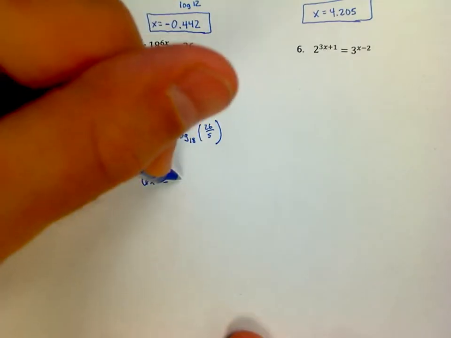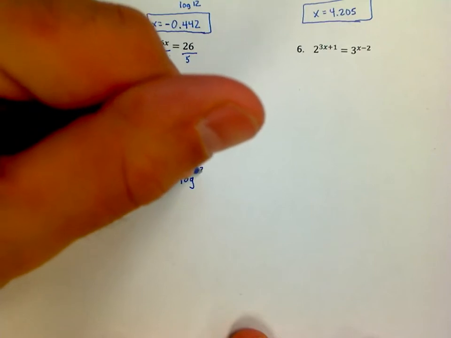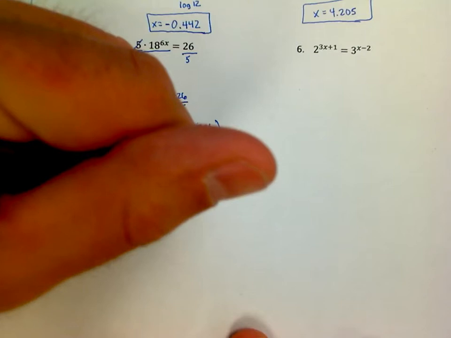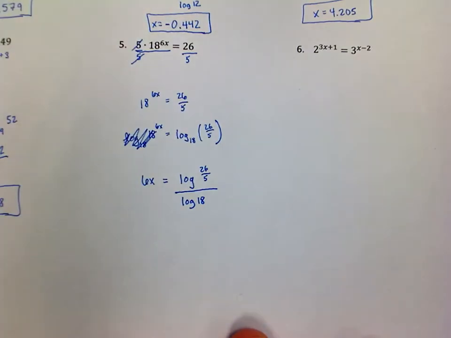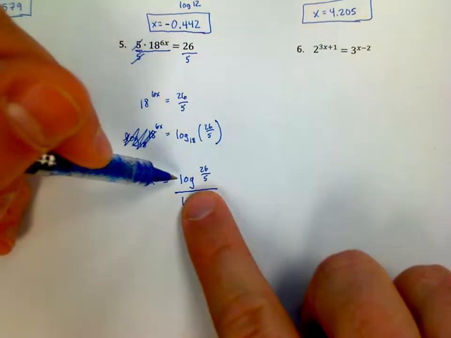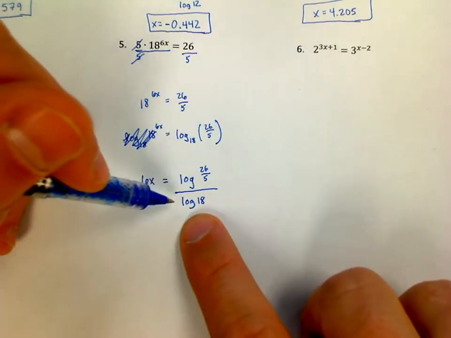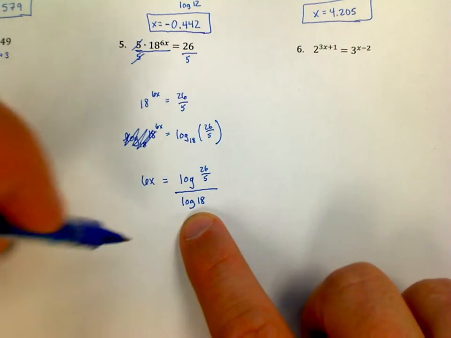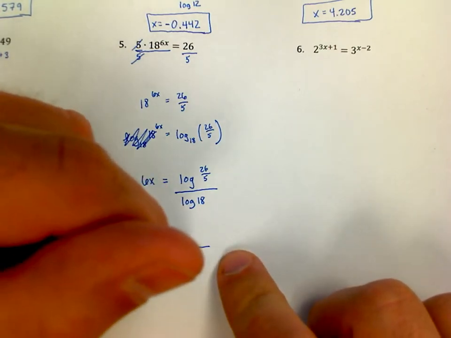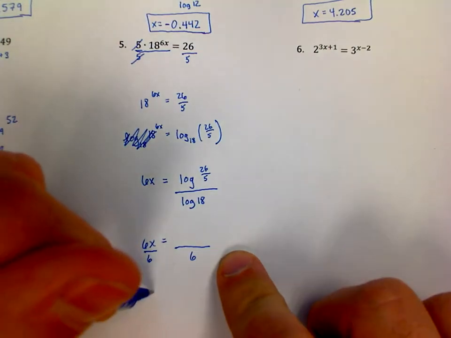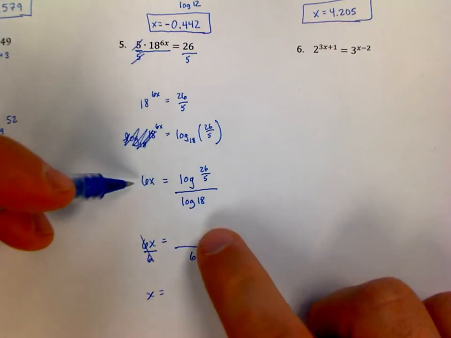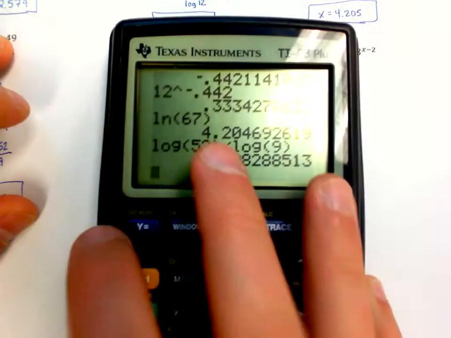So 6x is equal to log of 26 fifths divided by the log of 18 using the change of base formula. So I've got to do this just one piece at a time. I'm going to type in the log of 26 over 5 divided by the log of 18. I'm going to hit enter, and that's going to tell me what 6x is equal to. And then I'm going to have to take that answer and divide by 6, and that's going to tell me what a single x is equal to. So this is going to be kind of a two-step problem to solve from here on out. So here we go. Ready?